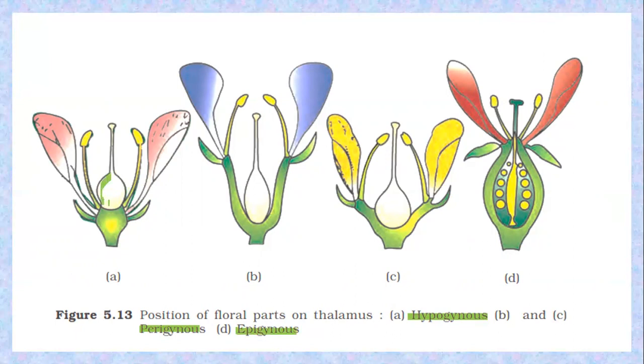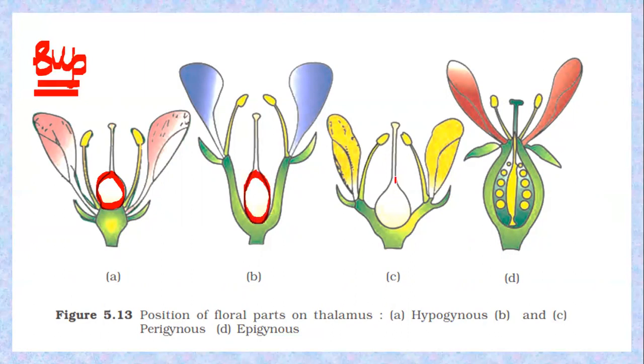Look, this is the gynoecium. I'll use some other color for you to highlight that. Okay, so guys, this is the gynoecium. It is situated above, so it will be having a superior ovary. Right?